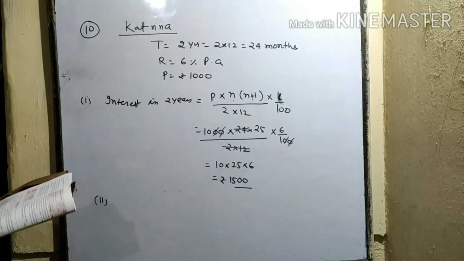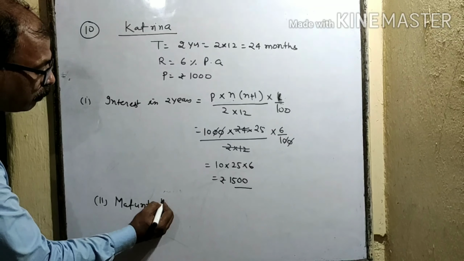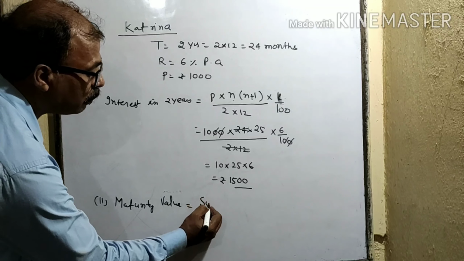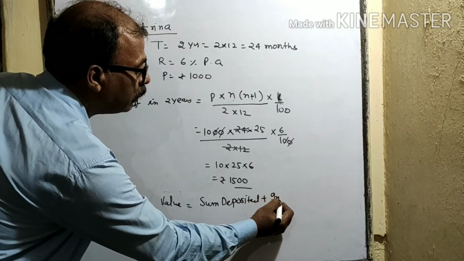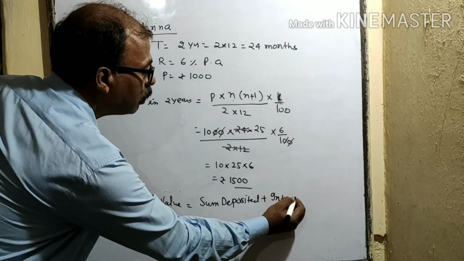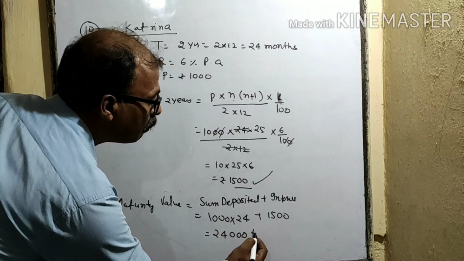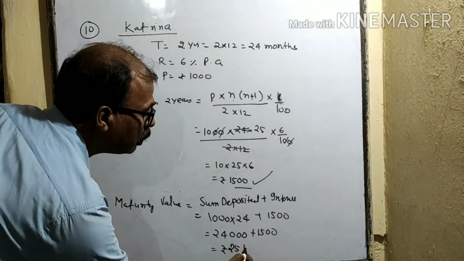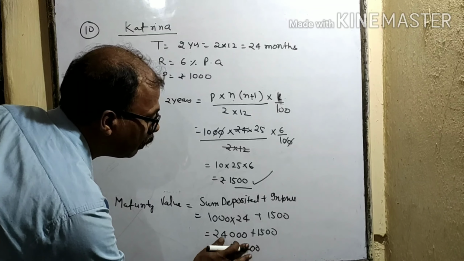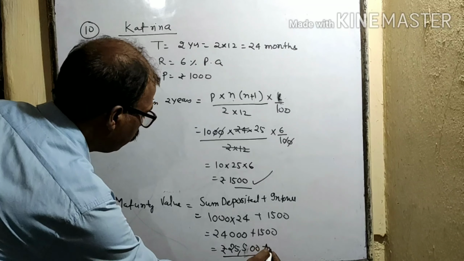Next part of the question is asking about maturity value. So maturity value will be how much? That is equal to sum deposited plus interest. Sum deposited is 1000 monthly for how many months? 24 months. And plus interest has come out how much? 1500. So it is 24,000 rupees plus 1500. So your maturity value will be 25,500. This will be maturity value.